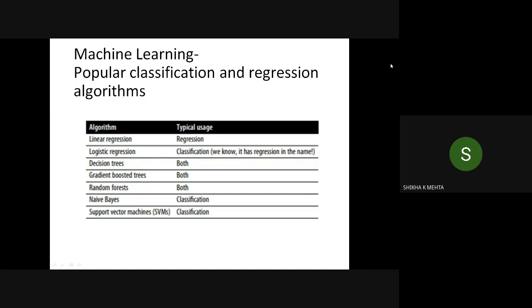So the various popular classification and regression algorithms that are available are linear regression, logistic regression, decision trees, gradient boosted trees, random forest, naive Bayes, and support vector machines. Linear regression is meant for regression only. Logistic regression is for classification. Decision trees, gradient boosted trees, and random forest can be used for both tasks, and naive Bayes and support vector machines can only be used for classification.